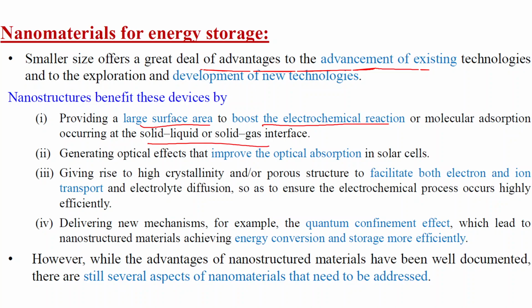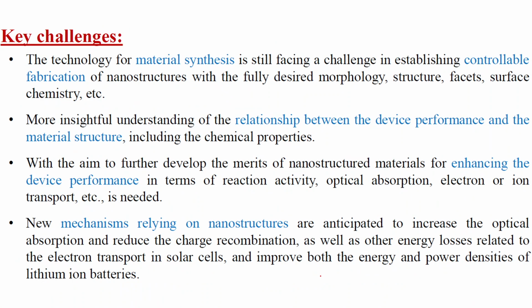So nanoparticles provide larger surface area, generate optical effects that improve the optical absorption in solar cells, and give rise to high crystallinity or porous structure to facilitate both electron and ion transport and electrolyte diffusion, so as to ensure the electrochemical processes occur efficiently. They also deliver new mechanisms, for example the quantum confinement effect, which lead to nanostructured materials achieving energy conversion and storage more efficiently. However, while the advantages of nanostructured materials have been well documented, there are still some aspects of nanomaterials which need to be addressed.